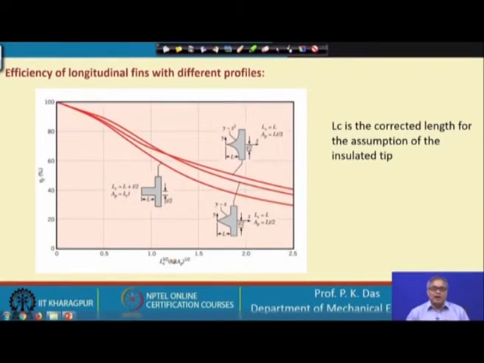Only longitudinal fin analysis I have shown, but other fins can be analyzed. Here only one thing is there: instead of L, the length of the fin, some sort of LC has been used. LC is the corrected length for the assumption of the insulated tip. What we have assumed is that the tip is insulated, but the tip is not actually insulated. So, there will be a certain amount of heat transfer. So, the actual length of the fin can be corrected with some sort of a correction, which is given here, and that is what is used in many of the analyses.